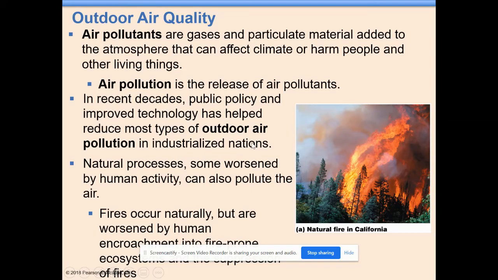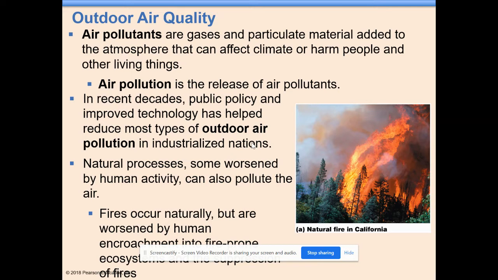Hi students. Before this video we were talking about the atmosphere. Now we're going to get into air pollution. Air pollutants are just gases or particles that are in the air that can affect either the climate or human or living things in a negative way. Air pollution can be caused by natural occurrences.